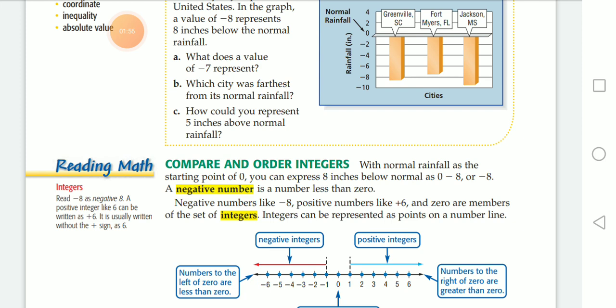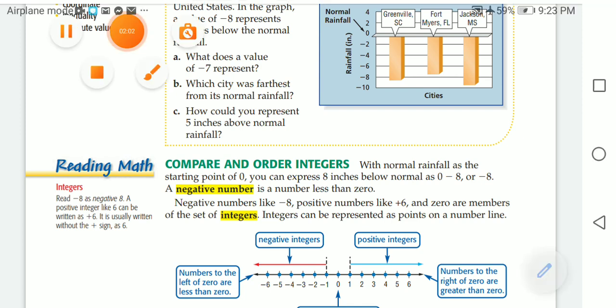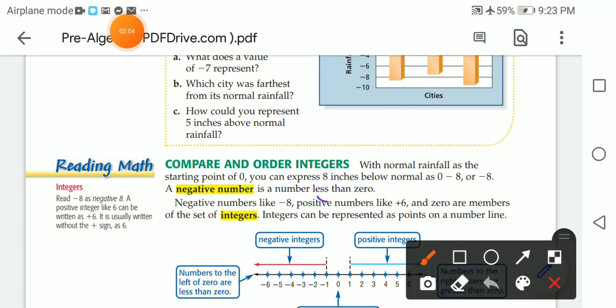A negative number is a number that is less than 0. A negative number like -8. Positive numbers like +6 and 0 are members of the set of integers. Integers can be represented as points on a number line.